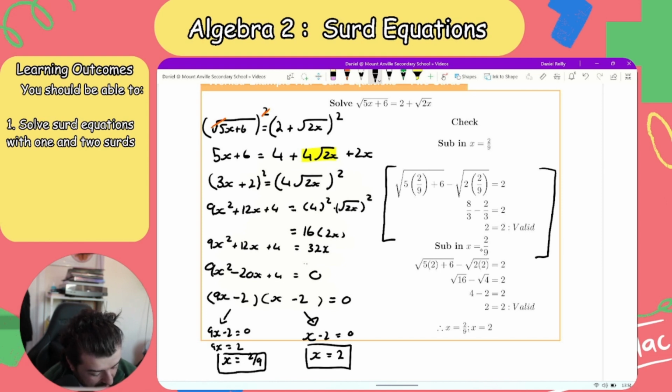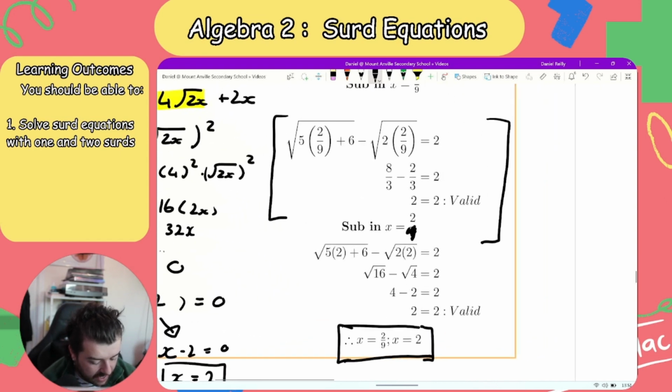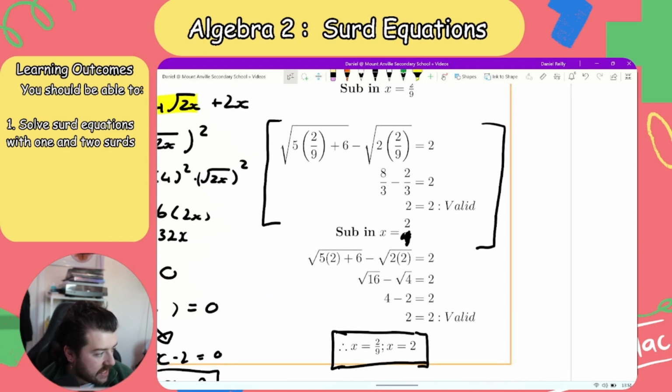Now I sub in x is equal to 2. So root of 5 times 2 plus 6, that's root 16, minus root 2 times 2, root 4, is equal to 2. 4 minus 2 is 2. 2 is equal to 2. That is valid. So in this case, they are both valid solutions, right? They are both valid solutions in this case.